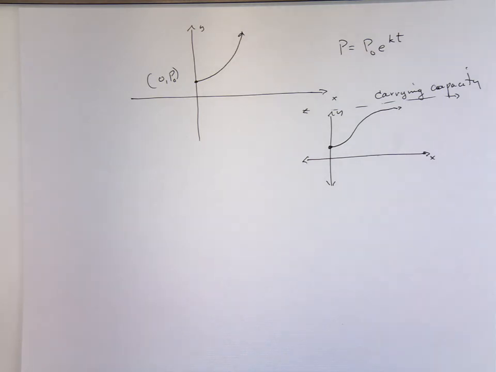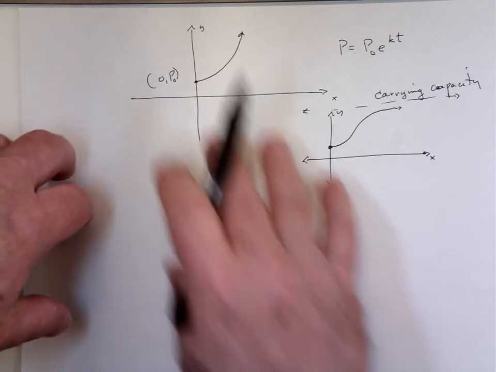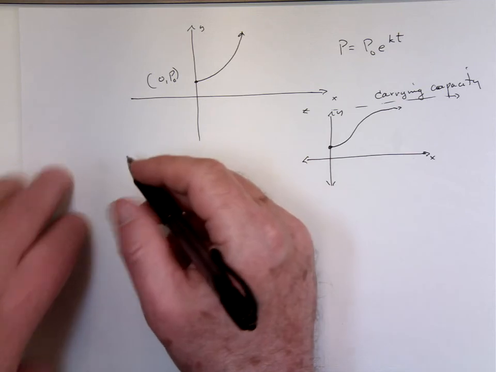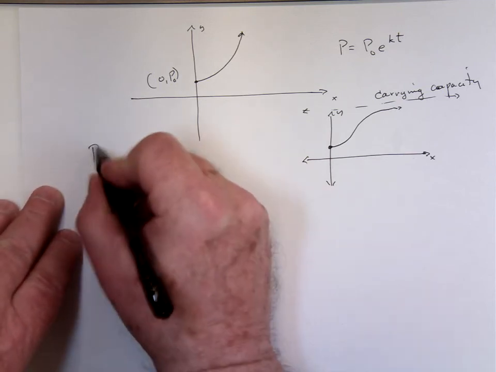Anyhow, so back to our strep throat. Where do we start with? We had an initial population of 1,000. We had k increasing at 5% per hour.